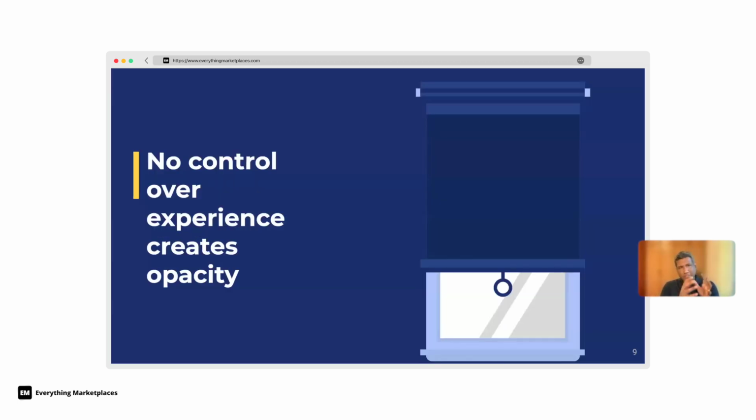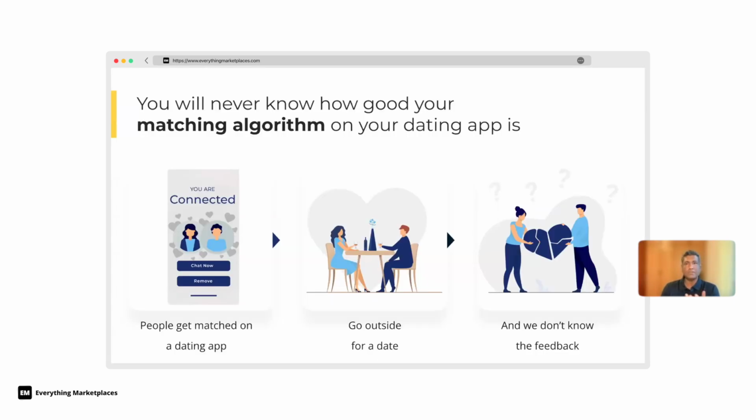The second aspect, so the first aspect that we saw was around infrequency. The second aspect is about how much control you have over the experience, because no control over experience causes a lot of opacity. An example would be a dating app. No matter how good your matching algorithm is, it doesn't know how the date went, because the date happens outside of the app, and the reactions don't get translated back into the app. So control over experience is pretty important, especially if you're operating as an information aggregator site.